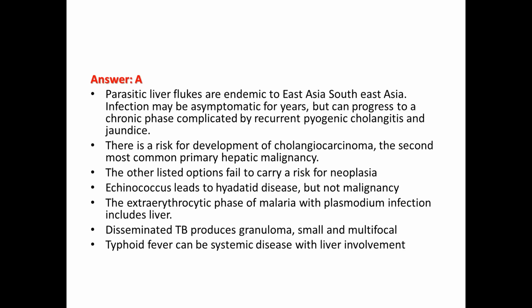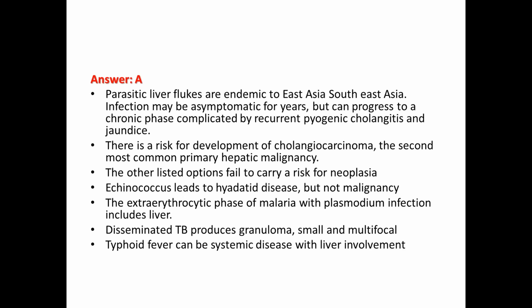Infection may be asymptomatic for years, but then eventually they progress to a chronic phase complicated by recurrent pyogenic cholangitis and jaundice. There is a risk for development of cholangiocarcinoma, which is the second most common primary hepatic malignancy. The other listed options fail to carry a risk for neoplasia. That is, echinococcus leads to hydatid disease, but not malignancy.